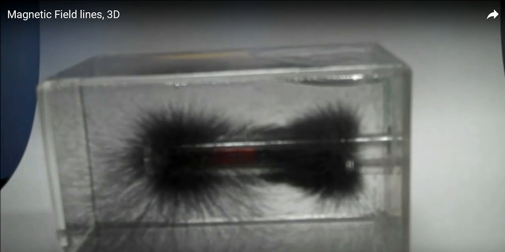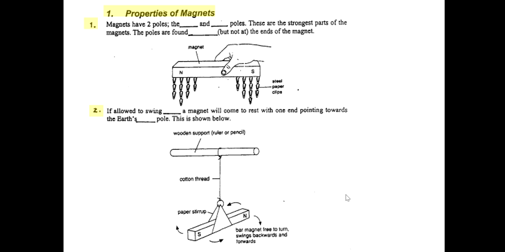Let me now go back to your notes. So now back to your notes. The first property that a magnet must have is that it must have two poles. And these two poles are north and south poles, and these are the strongest part of the magnet. The poles are found very near to the ends of the magnet, not exactly at the end of the magnet.